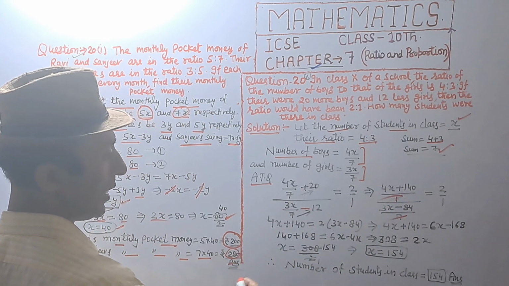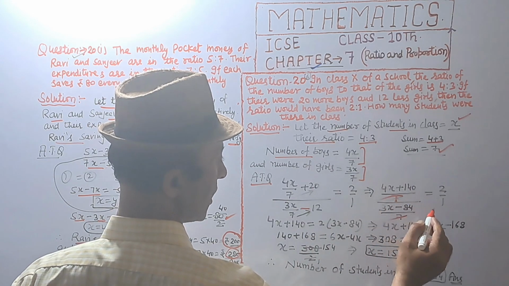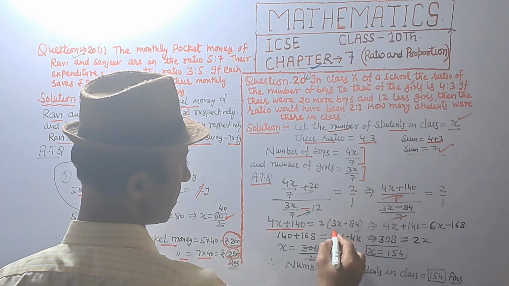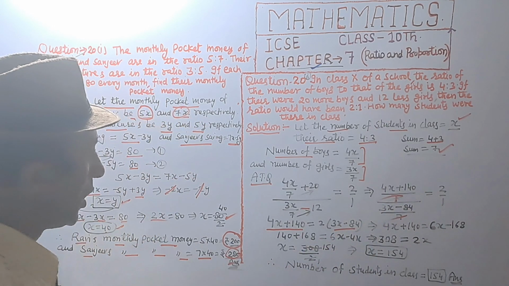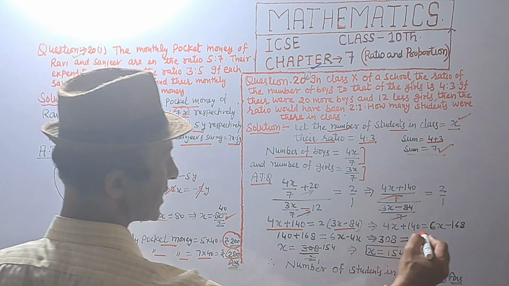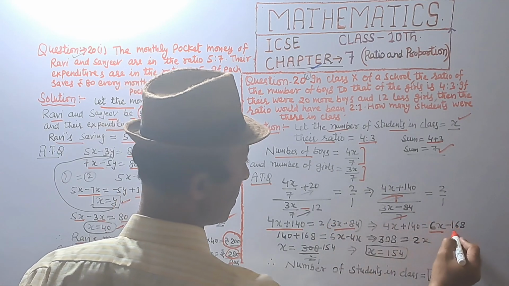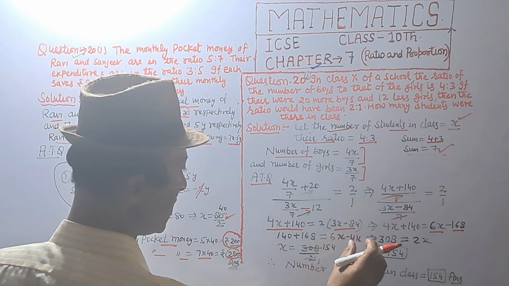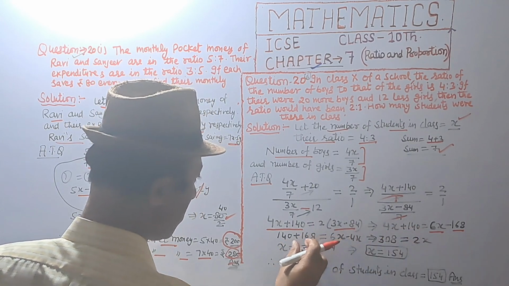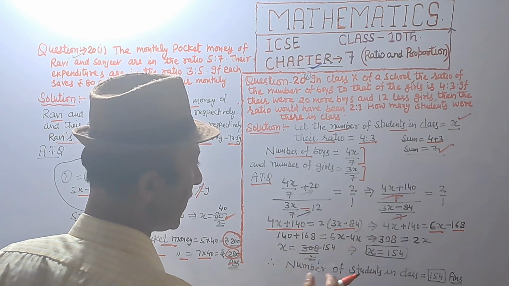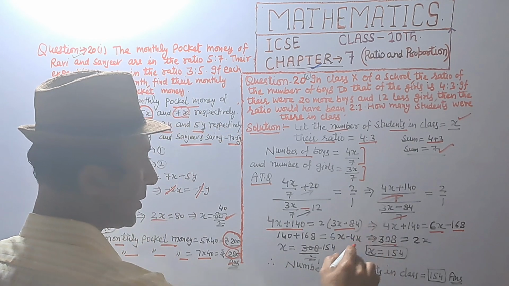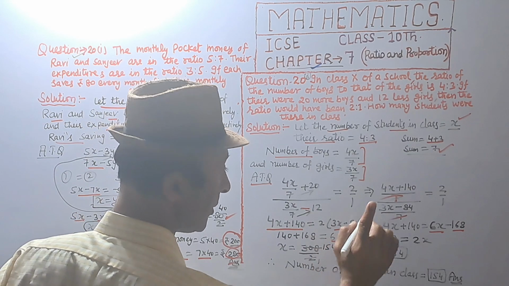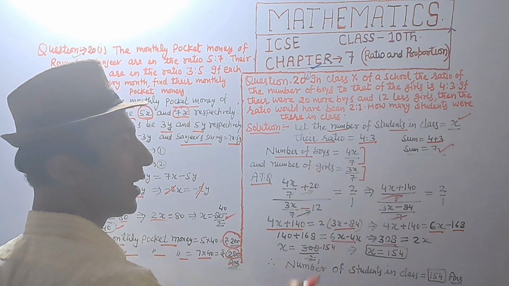7 is cancelled, and we get 4x plus 140 is equal to 2 times of 3x minus 84. 2 multiplied by 3x is equal to 6x, and 2 multiplied by 84 is equal to 168. We are shifting 168 to the left side, this will be positive, and 140 plus 168 is equal to 308. And we are shifting 4x to the right side, this will be negative, and 6x minus 4x will be 2x, and 2x is equal to 308.